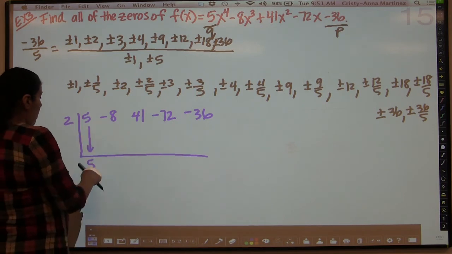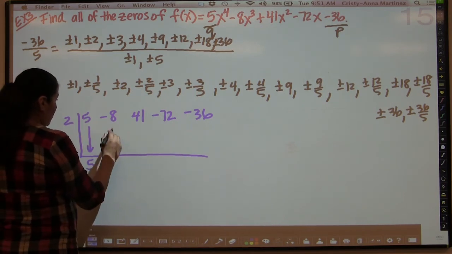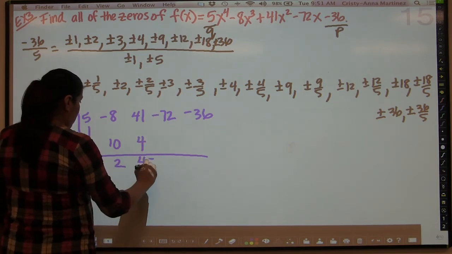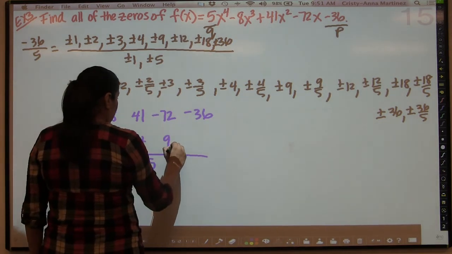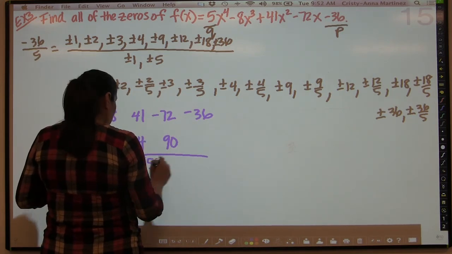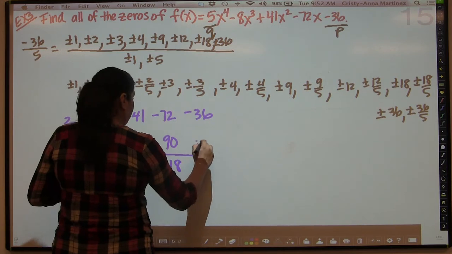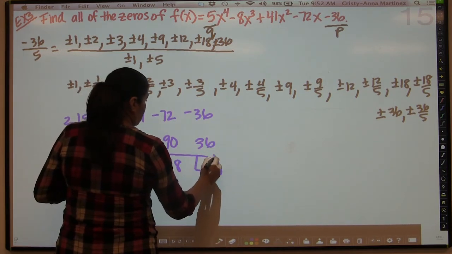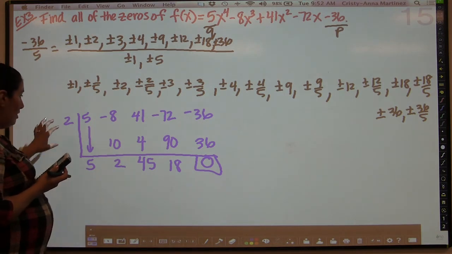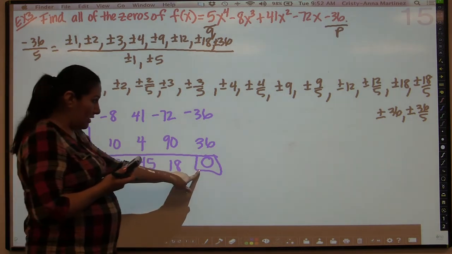Okay, so here we go. 5 times 2 is 10. 10 minus 8 is 2, that's going to be 4, that's going to be 45. So 45 is 90. 90 minus 72 is going to be 18. And oh, look at that. I'm a genius. Actually, I just got lucky. So that one worked. So I found the 2 and it worked. I got a 0 remainder, that's great.